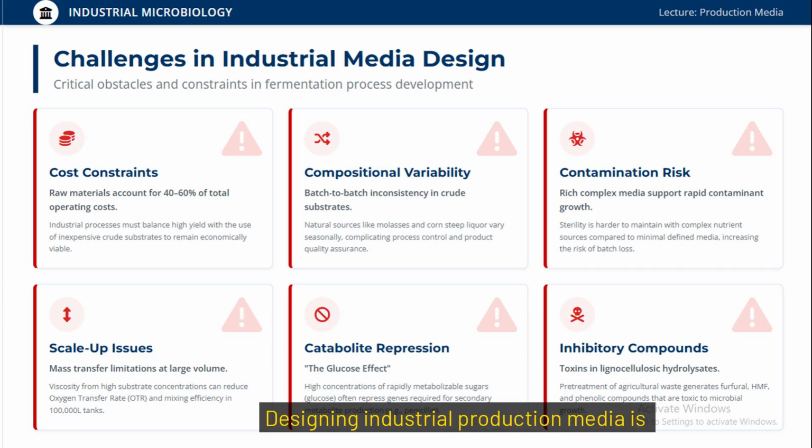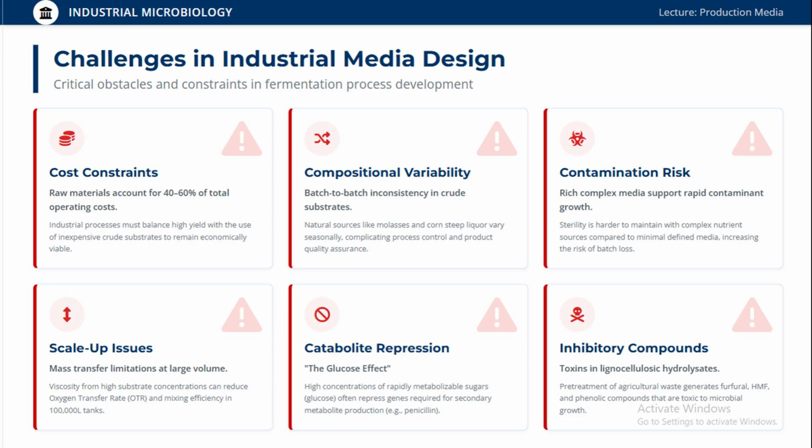Designing industrial production media is challenging because many requirements must be balanced at the same time. First, there is the challenge of cost. A medium that gives excellent yield in the laboratory may be too expensive at industrial scale. Second, raw materials such as molasses, corn steep liquor, or agricultural byproducts can vary in composition from batch to batch, affecting consistency. Third, some components may support growth but reduce product formation.